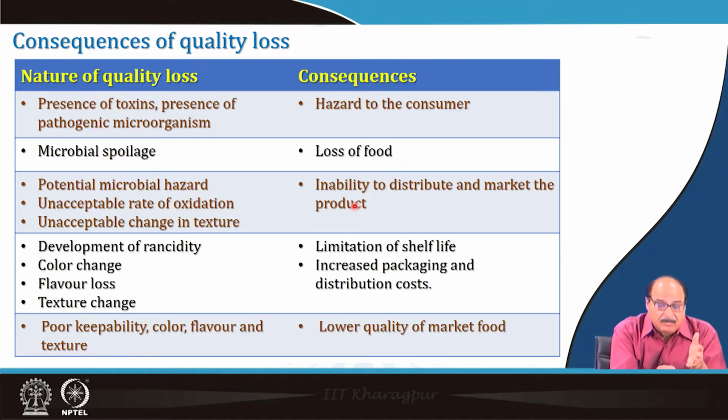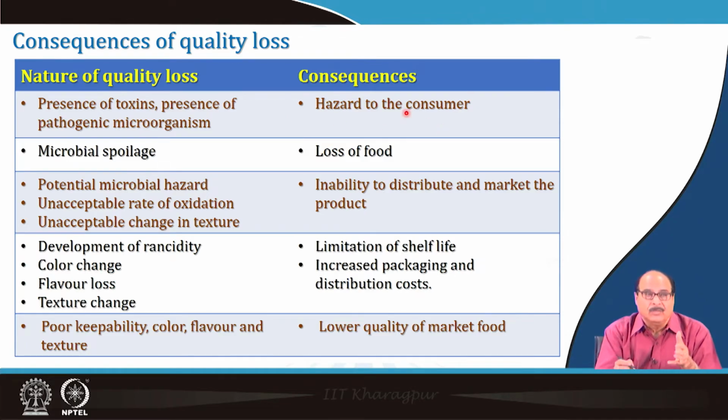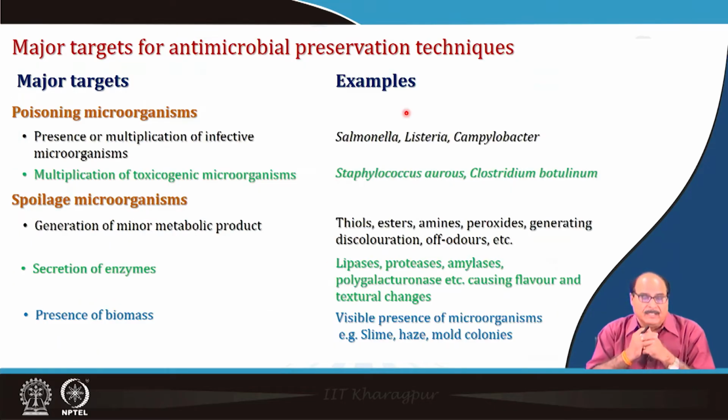But if there is a presence of toxin or pathogenic microorganism in the food, it may lead to a hazard to the consumer. So, the consequences of these quality loss reactions or the failure of the technology may range widely from lower quality of the marketed food to hazard to the consumer. So, during processing and preservation, one has to be very, very careful about these reactions.